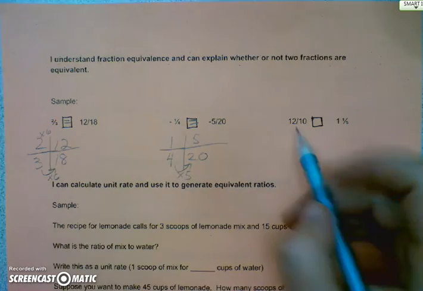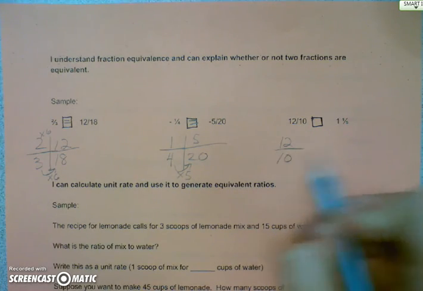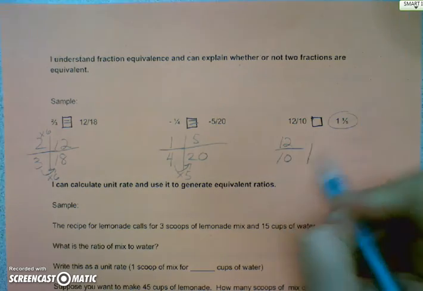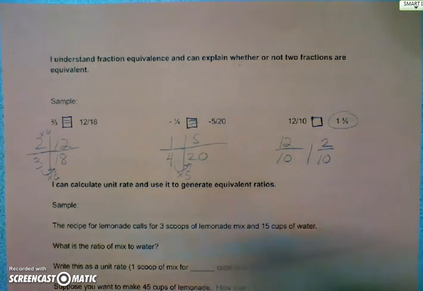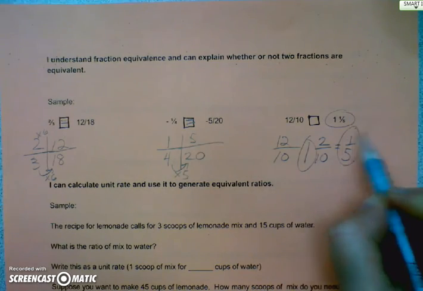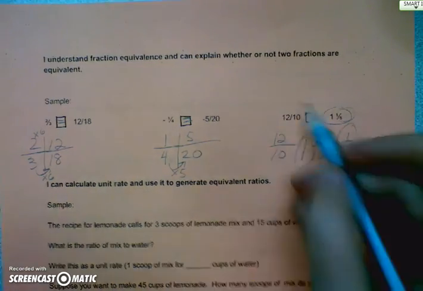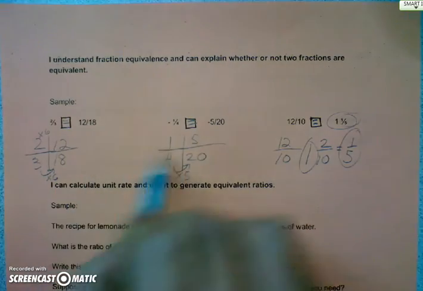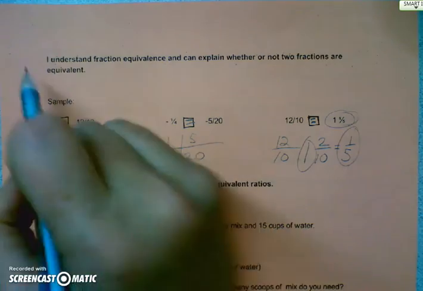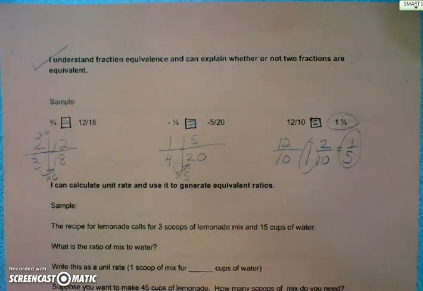The next one, I have an improper fraction. I have 12/10 or 1 1/5. I'm going to change this fraction into a mixed number. I know that 10 goes into 12 one time with 2/10 left over. I know that 2/10 is the same as 1/5. So I have 1 whole and 1/5, which is the same as 1 1/5. So that is also equivalent. So we have 1, 2, 3 equivalent fractions. And we did that by just scaling up. So we can check that off of our list.